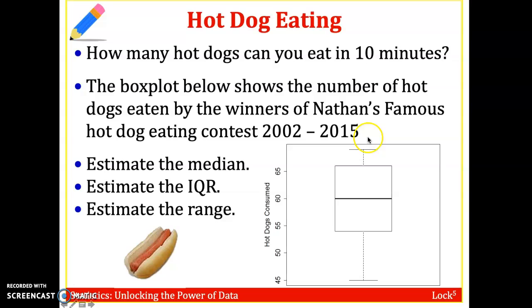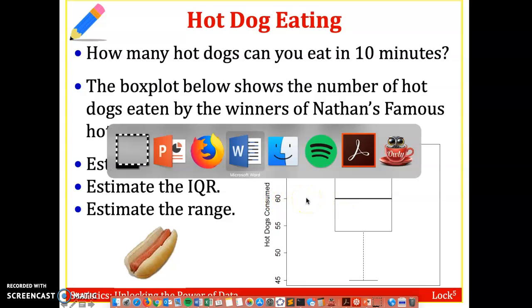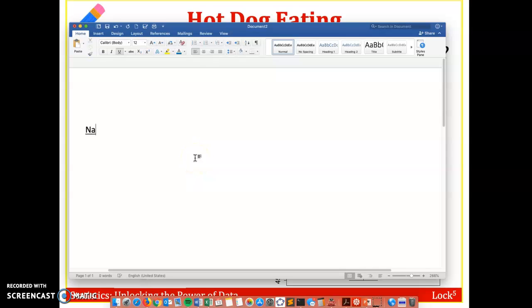Okay, let's look at another histogram. This tells us the number of hot dogs eaten at Nathan's famous hot dog eating contest between 2002 and 2015. So I want to estimate the median, estimate the IQR, and estimate the range. The median is going to be smack dab in the middle. So right here, it looks like it's about 60 hot dogs. So I'll say this is Nathan's hot dog eating contest. The median is 60 hot dogs.